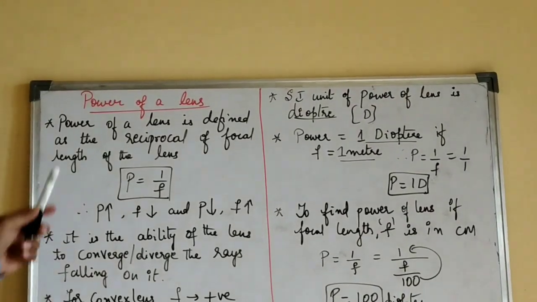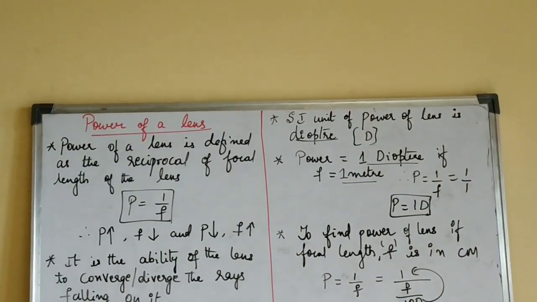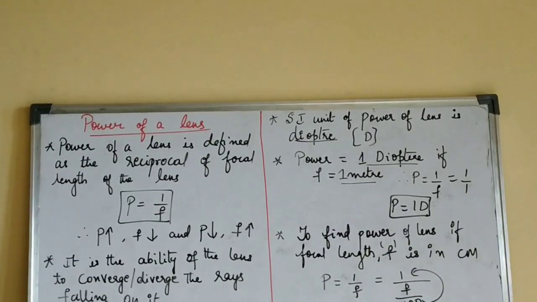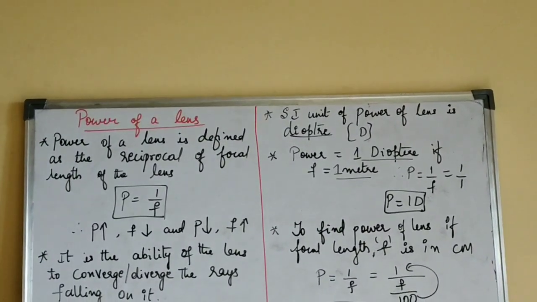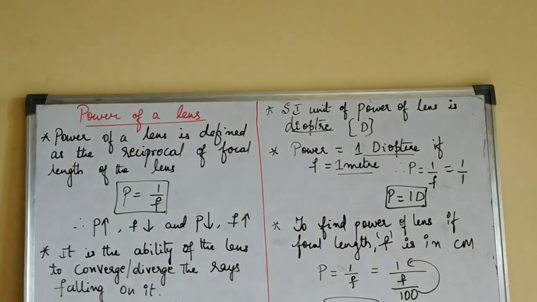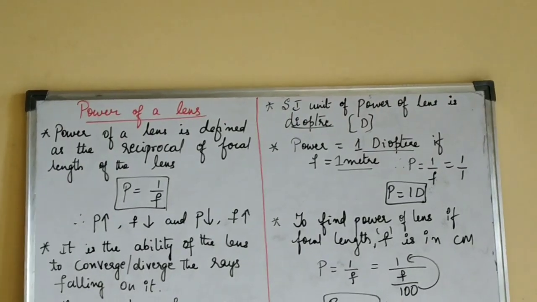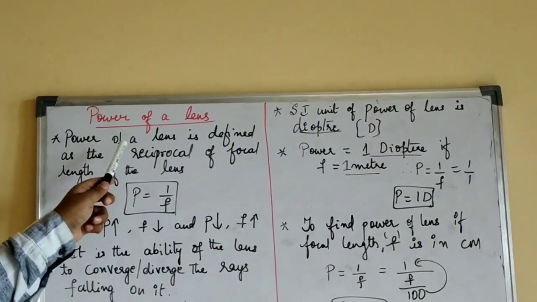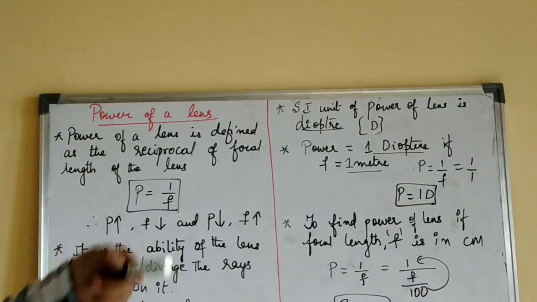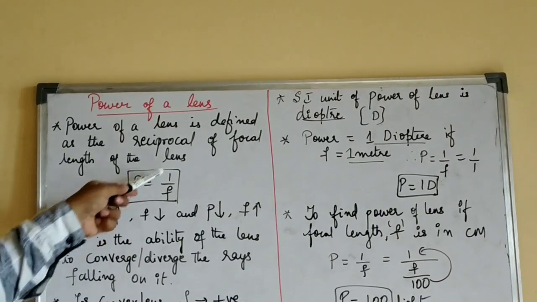Okay, now students, let us move to the power of the lens. Very, very important. Power of the lens is expressed in terms of the focal length of the lens, whichever lens it may be, convex lens or concave lens. Power of the lens is defined as the reciprocal of the focal length of the lens. That's it. P is equal to 1 by F.